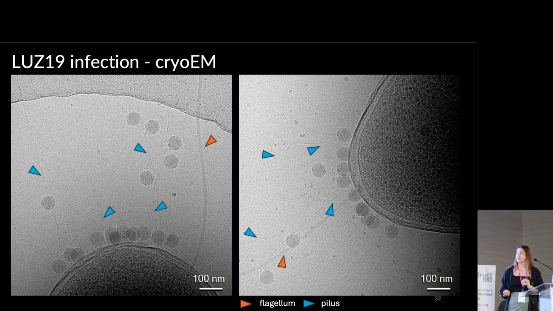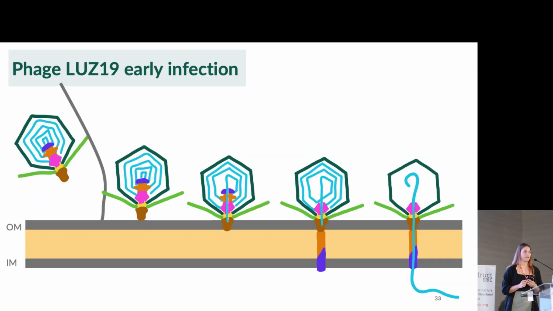Combining the results from the whole structure solved by single particle analysis and the results of early infection from cryo-electron microscopy, I can now conclude the whole mechanism of the phage with 19 early infection. So first, the phage needs to attach to the type 4 pili either by the tail fibers or the tail nozzle. When it gets to the close contact with the cell membrane, it needs to penetrate through it.